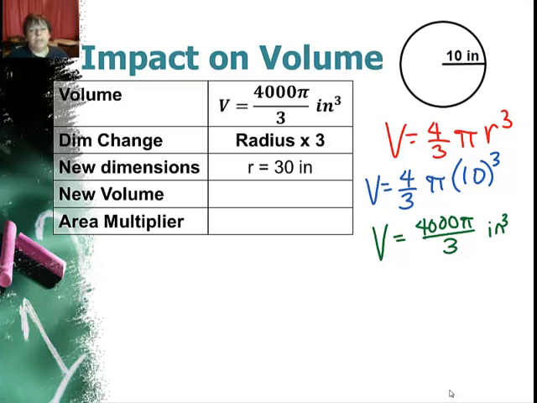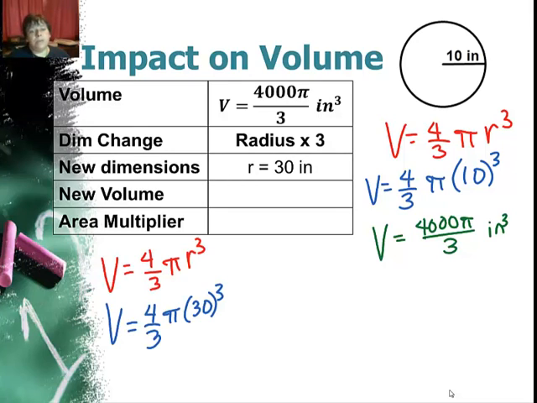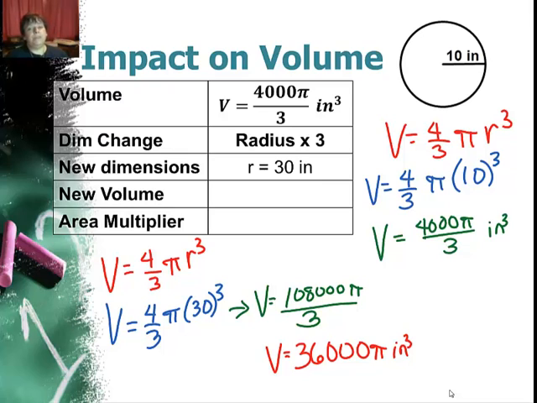Now I'm going to triple the dimensions. So my new radius is 30 inches. So let's find out what the new volume is. Well, 30 cubed, that's going to be 27,000 times 4 all over 3. Well, 27,000 times 4 is 108,000 over 3 times pi, and since 108,000 is divisible by 3, it simplifies to 36,000 pi inches cubed. Well, it's probably easier for you to put this in your calculator, and you will see that the volume increased by a factor of 27.